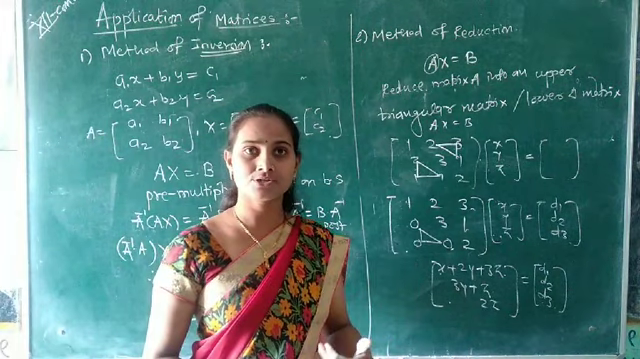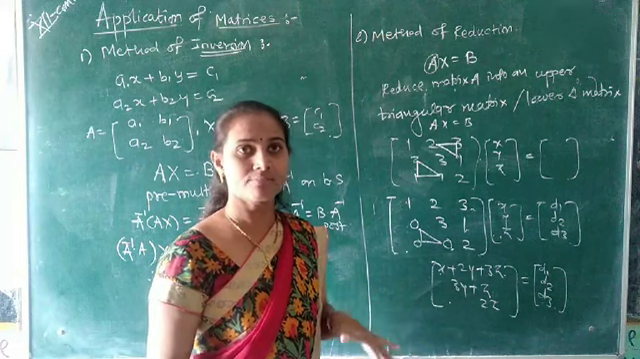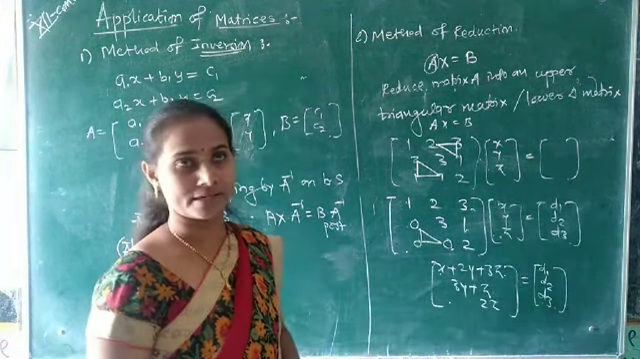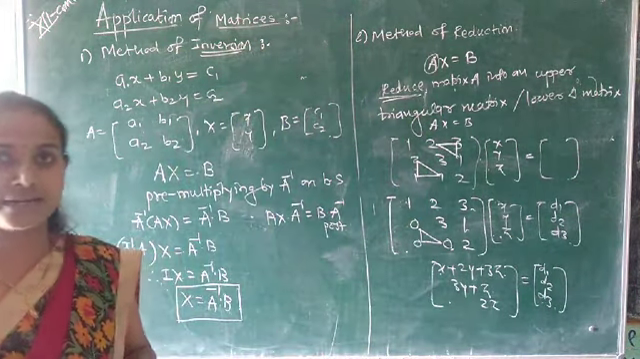Why is it called a reduction? Because in this type of method we reduce the matrix into an upper triangular matrix, or it may be a lower triangular matrix. So here we reduce the matrix. So this method is called the reduction method.